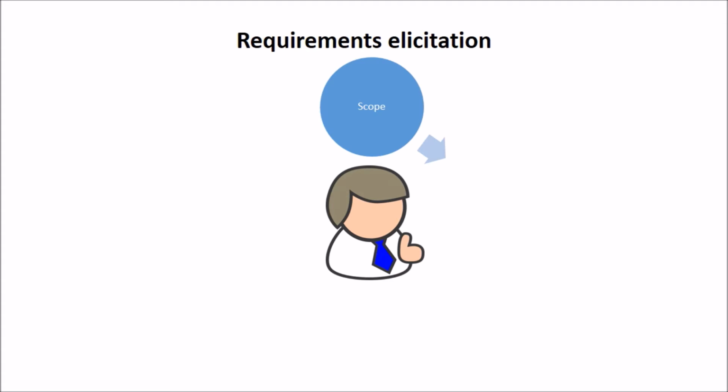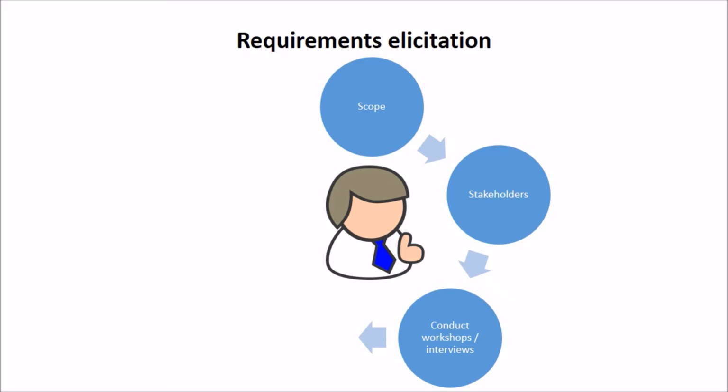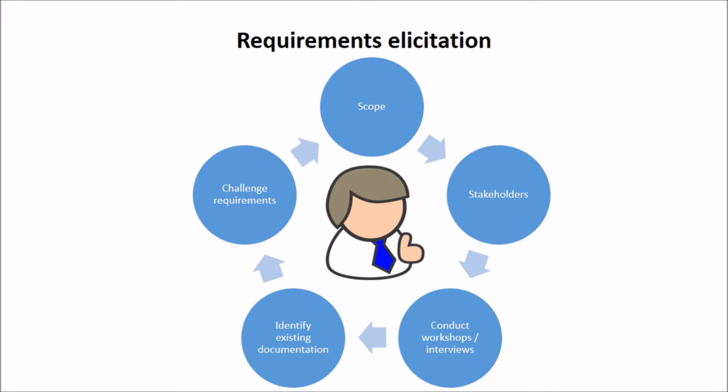Requirements elicitation. A business analyst will typically start by ensuring they understand the scope from the sponsor and project manager and then ensure that all stakeholders are identified who need to contribute to the requirements. They will conduct workshops, interviews, and establish whether there's any existing documentation that can be used to help clarify the requirements. They will challenge requirements stated to make sure they fit within the scope of the project and that each requirement is justified and prioritised.